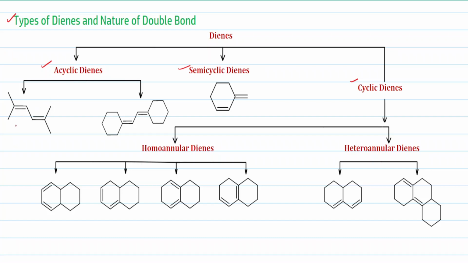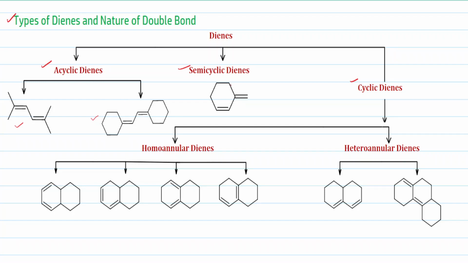So this type of structure is called acyclic diene, and here there is a double bond, then a single bond, then a double bond. The double bonds are in conjugation, so it is called a conjugated diene. When this type of structure is present, it is also called an acyclic diene, though it has cyclic rings, because the conjugated diene is not part of the cyclic ring. That's why these are acyclic dienes.